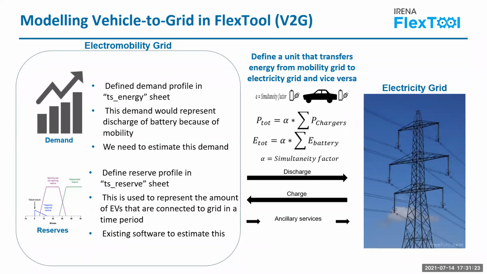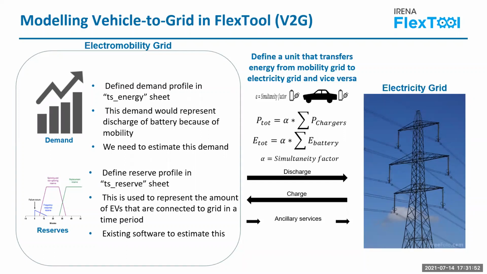And we can have another device that does the other way around. It gets electricity from the electric vehicle, and it sends this electricity to the electricity grid, which can be the V2G charger. And with this, we can somehow also model electric vehicles, either smart charging or with vehicle to grid.